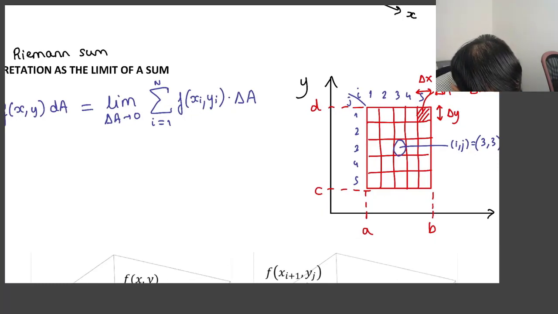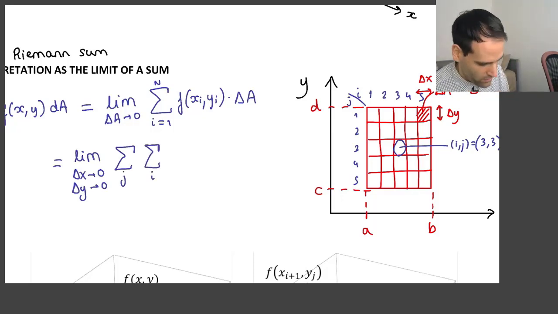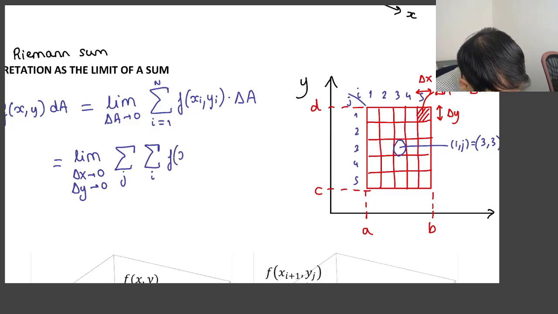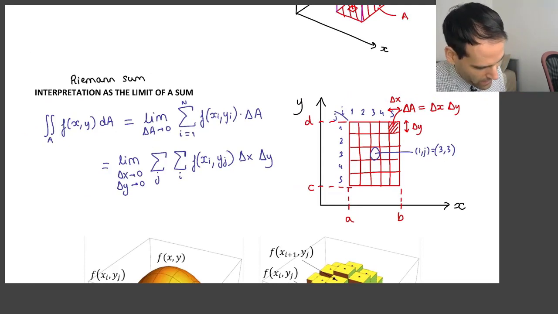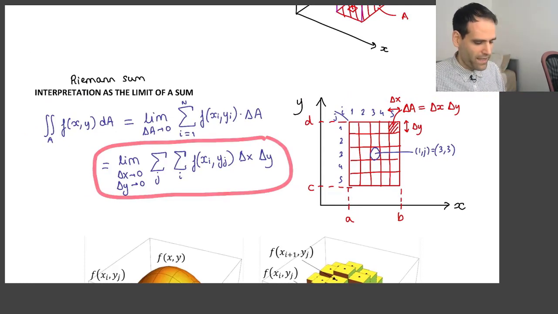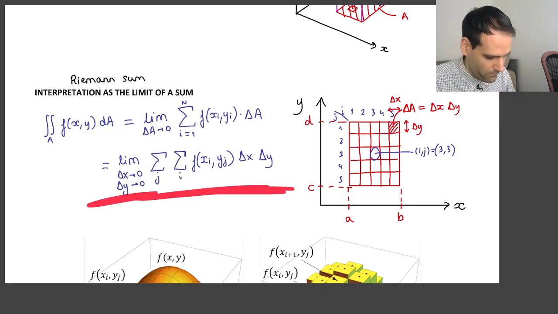So we can write the integral as the limit when delta x goes to 0 and delta y goes to 0 of this double sum along i and along j of the function evaluated at the center point. So this time I have to write x_i and y_j, times delta x times delta y. And this is the definition as a Riemann sum of a double integral defined on a rectangular area A. And this is how we are going to start doing integrals at the beginning.